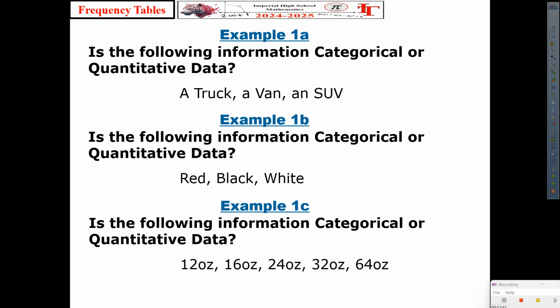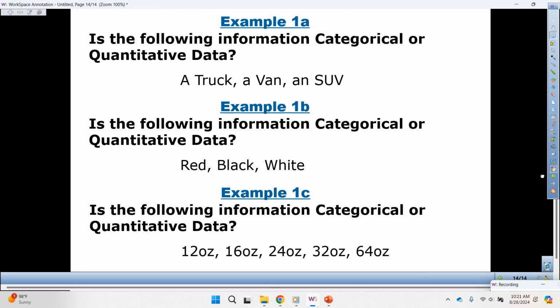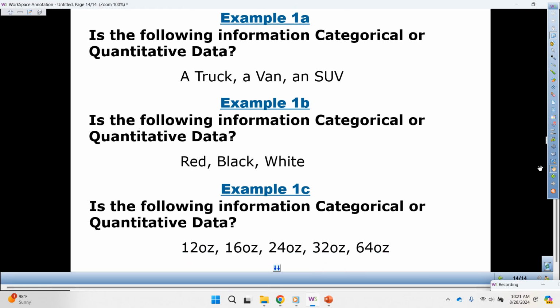All right, share with your neighbor what you got. See if they agree with you. If not, give them $5. All right. Good conversations. Let's start with 1A, Araceli. What kind of data is that? Categorical. Hands if you agree with that. That is correct.